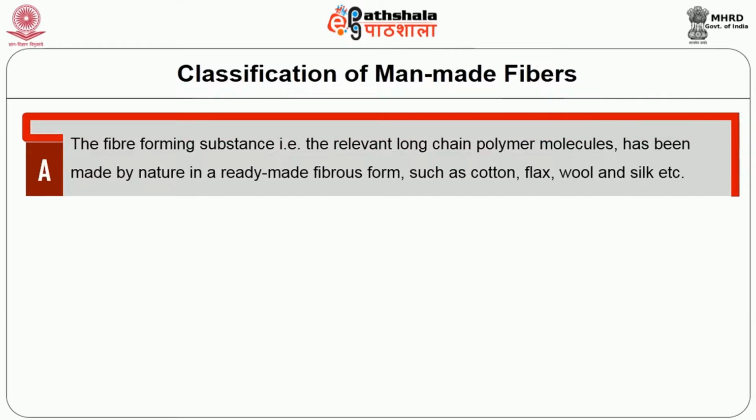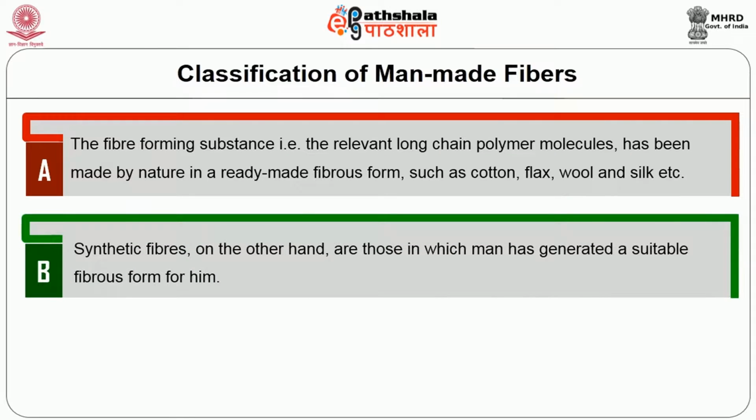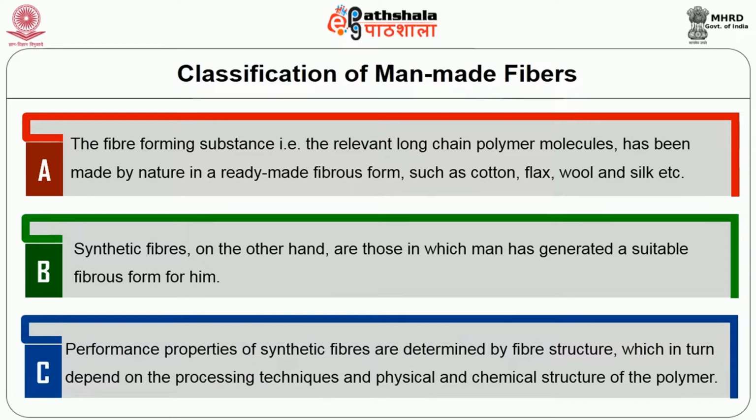Okay, in natural polymers, the fiber forming substance, that is the relevant long chain polymer molecules, has been made by nature in a ready-made fibrous form such as cotton, flax, wool, and silk fibers, etc. In synthetic fibers, on the other hand, man has generated a suitable fibrous form for the formation of the fiber. The performance properties of synthetic fibers are determined by the fiber structure, which in turn depends on the processing technique and the physical and the chemical structure of the polymer.